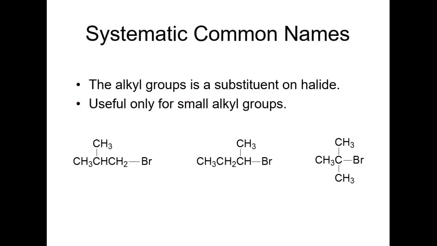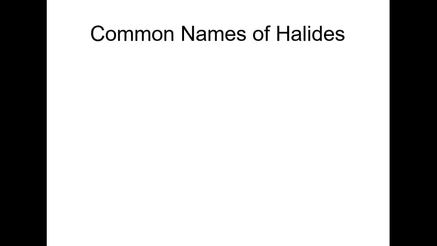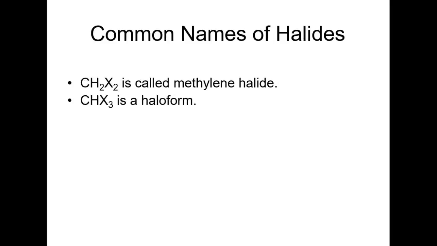Here are some common names: isobutyl bromide, sec-butyl bromide, tert-butyl bromide. These are just common names, not something you need to know. Don't worry about memorizing this. I'm just bringing it to your attention that these compounds are so common that they have a name specifically for them, rather than naming it something like 1-bromo-1-methylpropane. Just call it sec-butyl bromide. Here are some common alkyl halides.